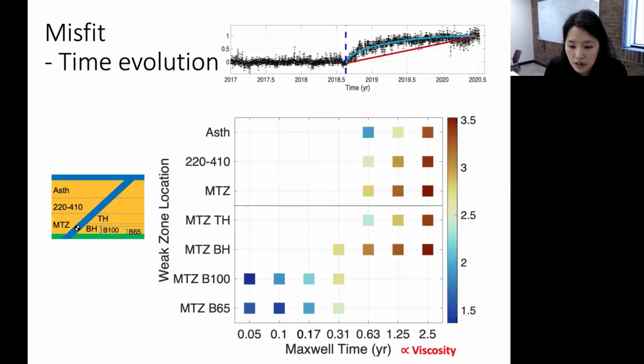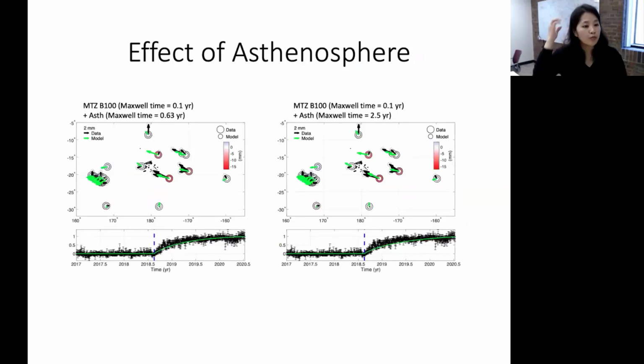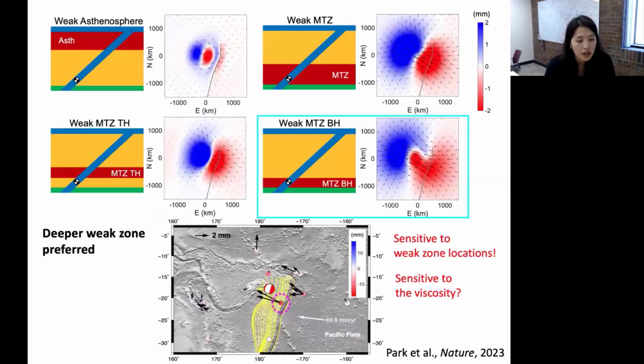It's not exactly LAB, but the whole asthenosphere. People have been inferring the viscosity of the asthenosphere to be pretty weak, and you can consider the LAB a weak zone at a similar location. I've shown earlier that just having a weak asthenosphere cannot explain the observation very well.